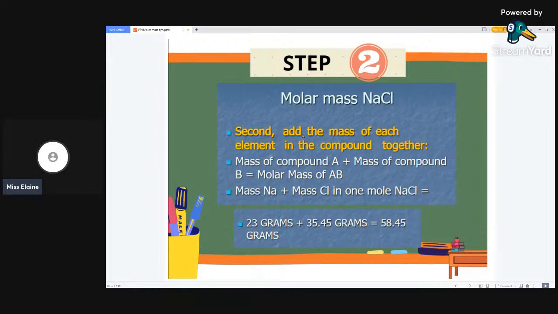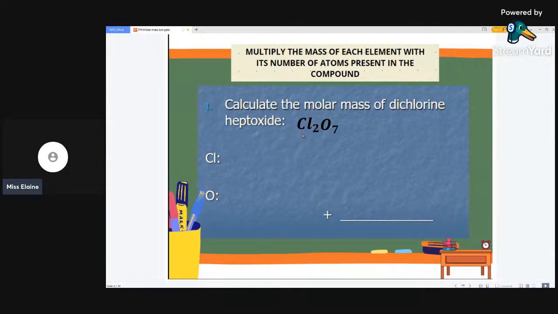So, step 2, molar mass of sodium chloride. Second, add the mass of each element in the compound together. The mass of element A plus the mass of element B is equal to the molar mass of the compound. We substitute the given: 23 grams plus 35.45 grams is equal to 58.45 grams per mole.